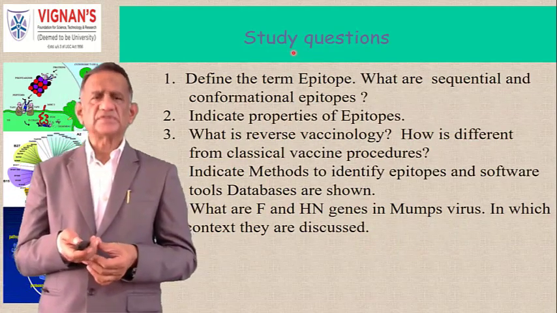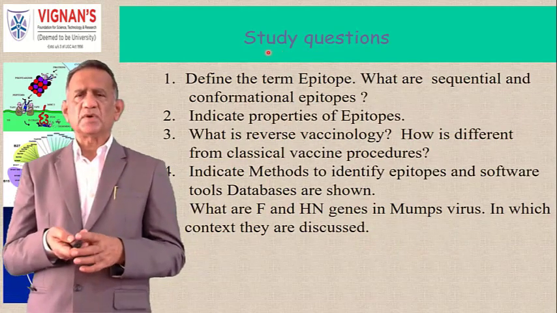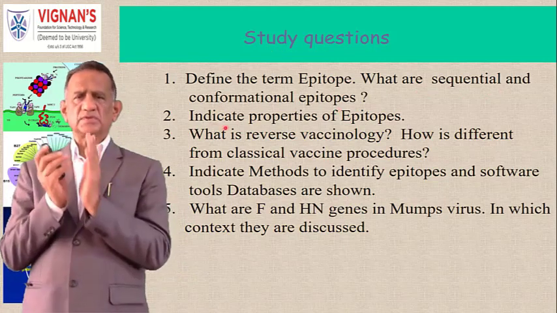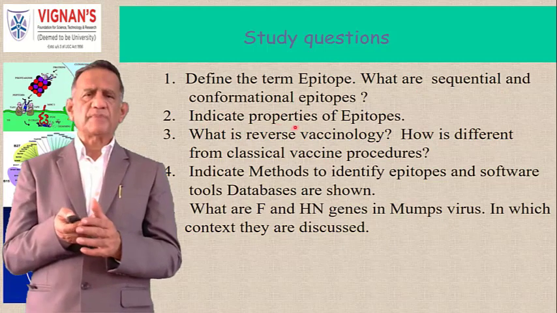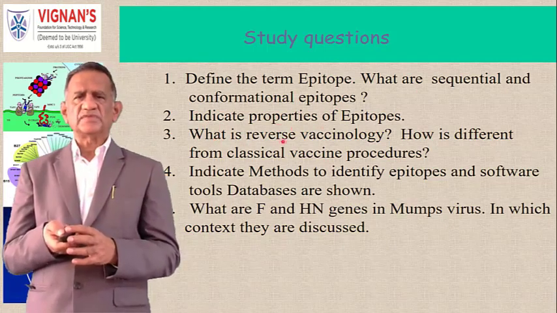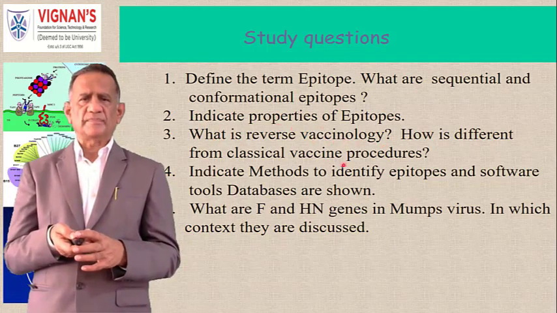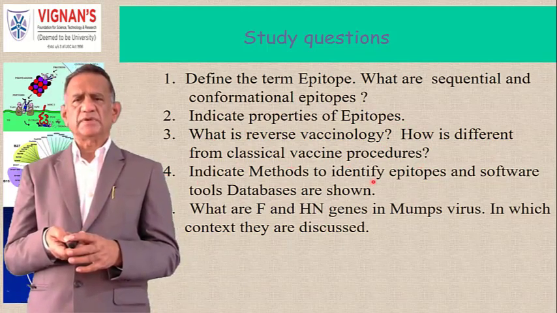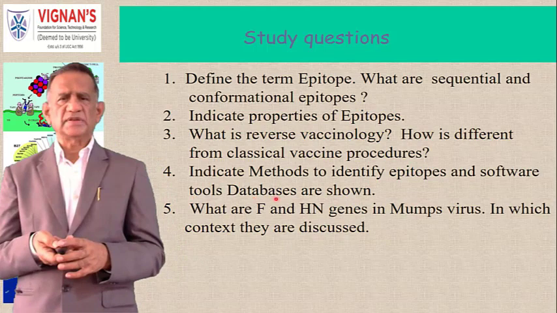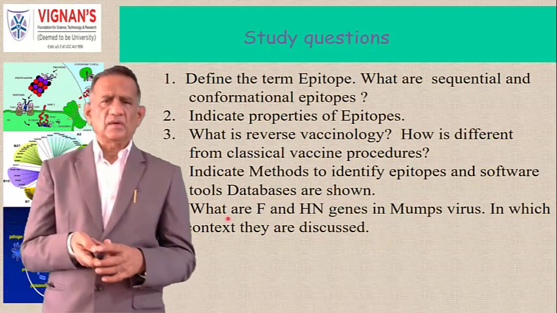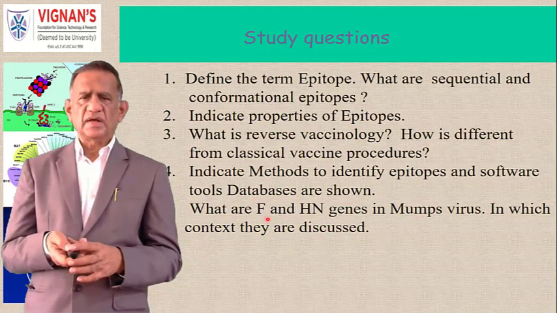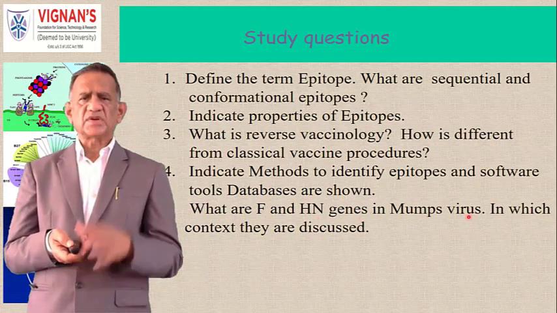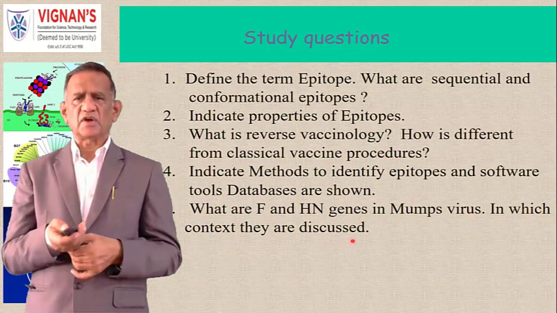Okay, let's have the study questions. Define the term epitope. What are sequential and conformational epitopes? That's what we are to begin with. Indicate properties of epitopes. What is reverse vaccinology? How is it different from classical vaccine procedures? Indicate methods to identify epitopes and software tool databases. And what are F and HN genes in mumps virus? In which context are they discussed in this particular topic?